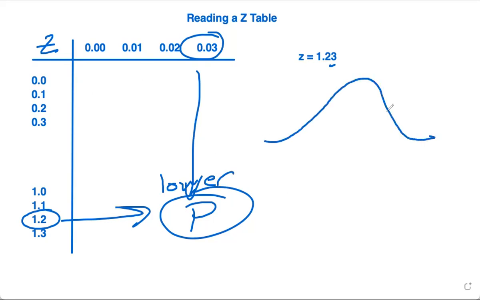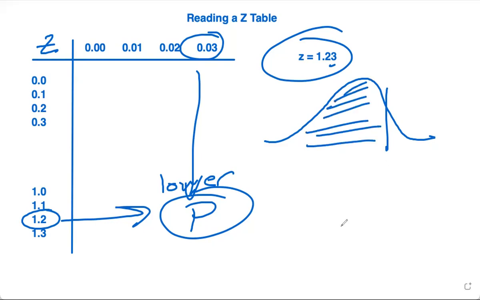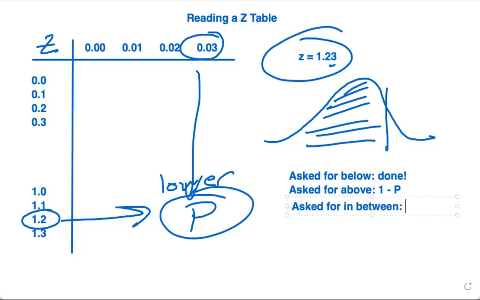Visually speaking, whatever you just looked up, you specifically looked up 1.23 standard deviations above the mean. So at that point, you found the lower probability. And typically, there are three types of questions. If you're asked for below, like what's below a z-score of 1.23, then you're done. You found the p-value. If you're asked for above, then you do 1 minus that, because that's called the complement, if you recall. And if you're asked for in between, then you're going to get two z-scores, look up two p-values, and subtract, the higher minus the lower.